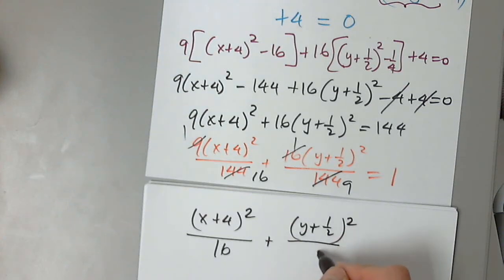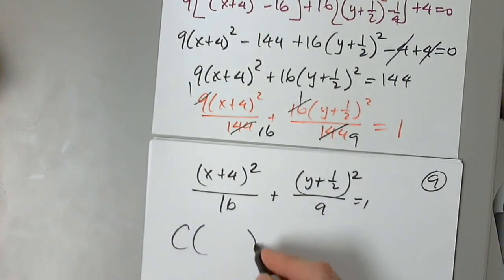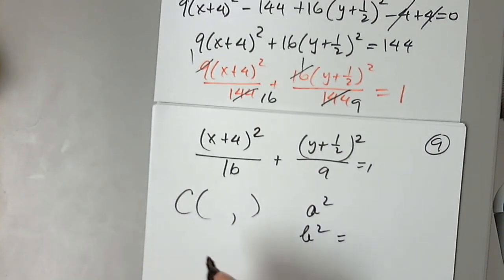And I know how this looks, and it is an ellipse. I need the center. I need a squared. I need b squared. Let's also determine the two foci. The center is negative 4, negative 1/2. Very good.